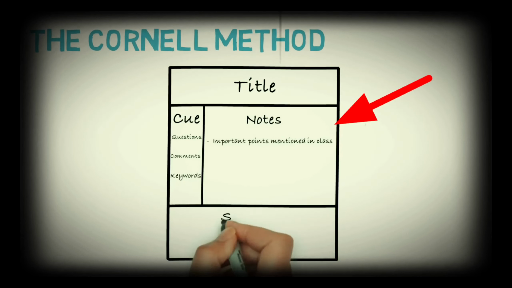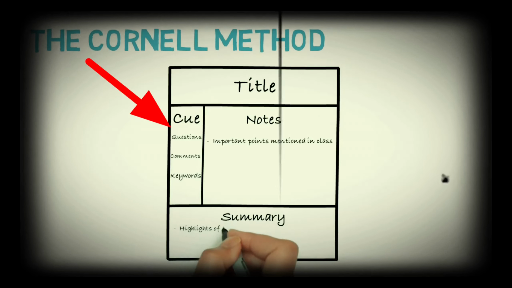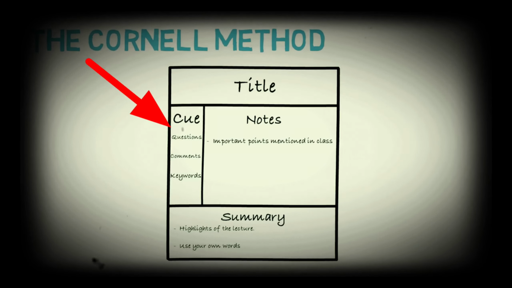After the class, review your notes and use the left column to write down questions and keywords that relate to the content in the right column. This acts as cues or prompts to help you quickly grasp the main ideas when you are reviewing later.